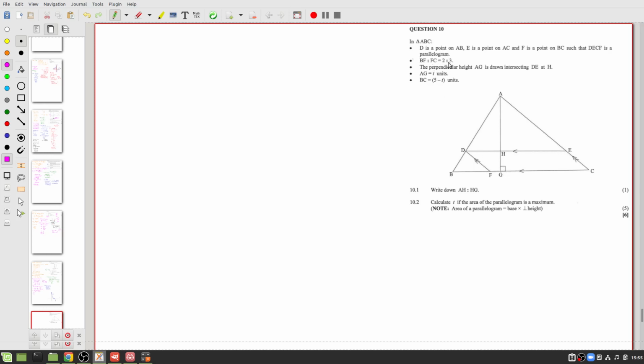Right, now they give us some information about ratios. BF to FC is 2 to 3. I'm just going to draw that in here. So BF to FC, so that's 2 to 3 for BFC.